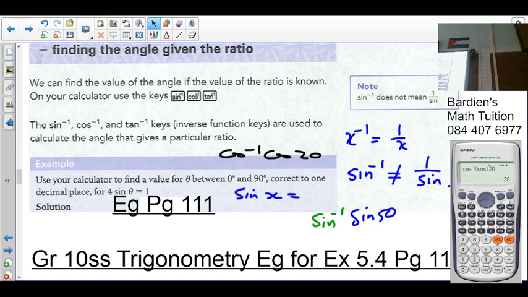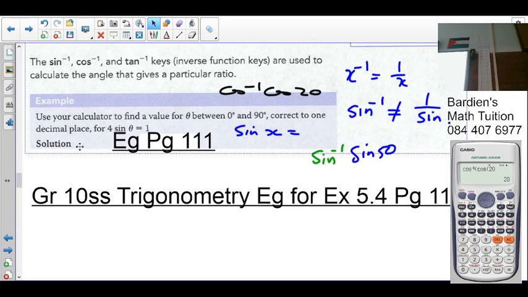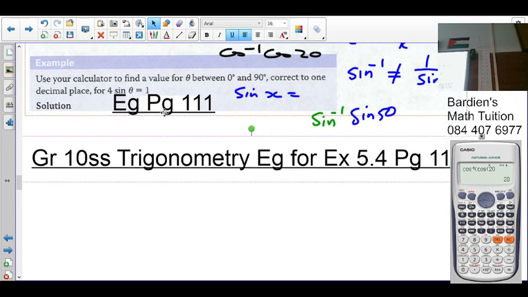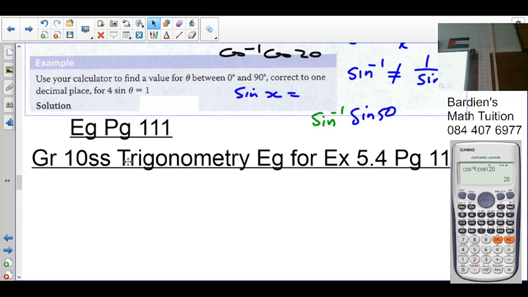So the reverse of sine is arc sine. The reverse of cos, arc cos. The reverse of tan, arc tan. You guys understand? Okay. So now we are told that sine to the minus 1, cos to the minus 1, or arc sine, arc tan, and arc cos are key inverse function keys, used to calculate the angles that give a particular ratio. So let's look at example 1, and example 1 is on page 111.